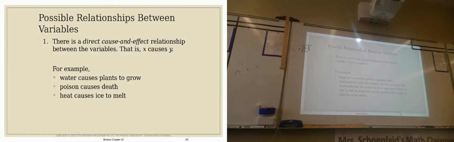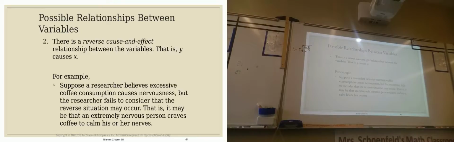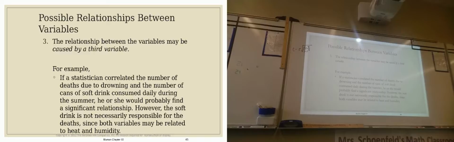That's a long one. Suppose a researcher believes excess coffee consumption causes nervousness, but the researcher fails to consider that the reverse situation may occur. That is, maybe an extremely nervous person craves coffee to calm his or her nerves. So that's just a really long, terrible example. Third variable: if a statistician correlated the number of deaths due to drowning and the number of cans of soft drinks consumed daily during the summer, he or she would probably find a significant relationship. However, the soft drink did not cause the deaths since both variables are related to heat and humidity.